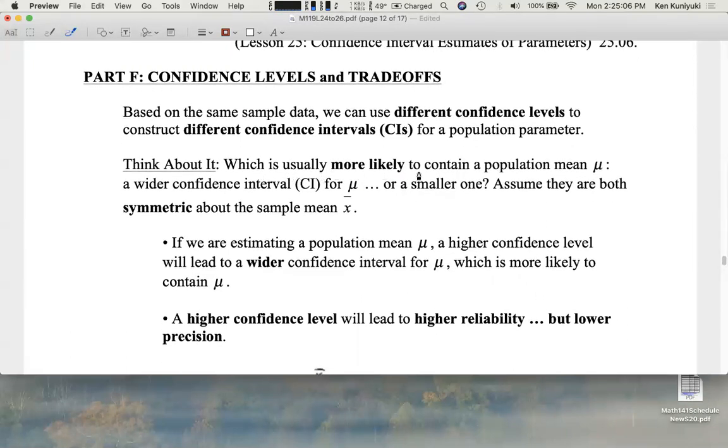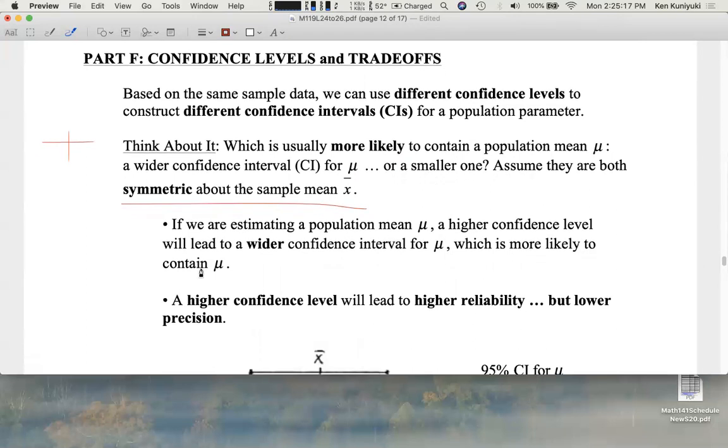Again, which is usually more likely to contain a population mean, a wider confidence interval or a smaller one? Again, assume that they're both symmetric about the sample mean. They're both centered at the same place. Well, a higher confidence level, like 99%, will lead to a wider confidence interval.